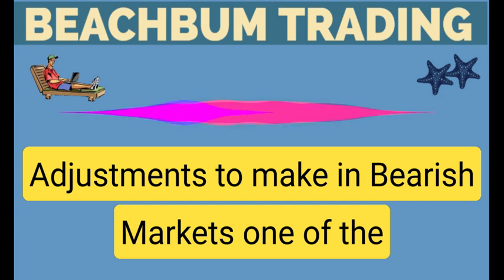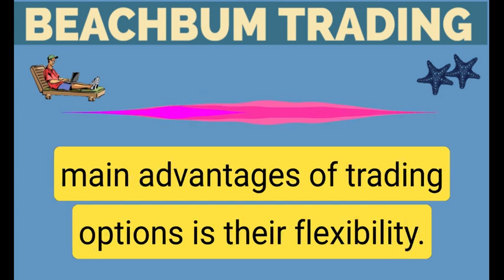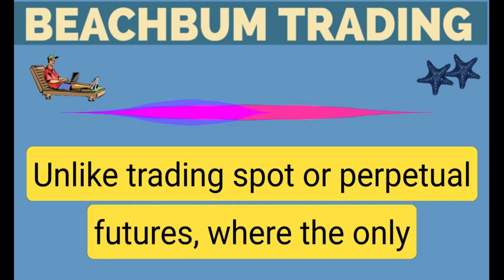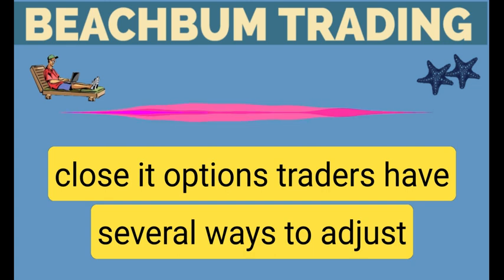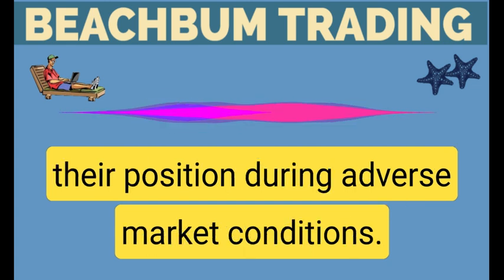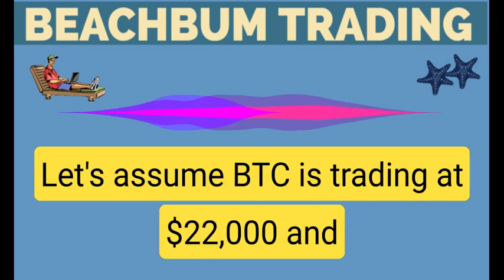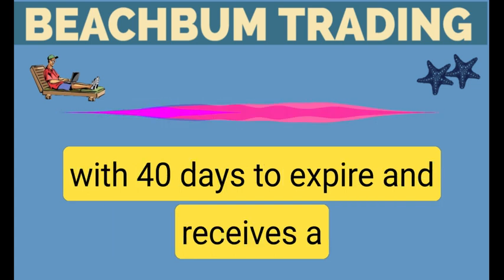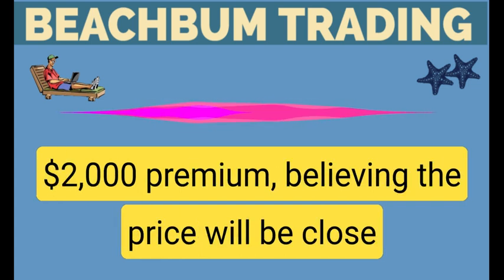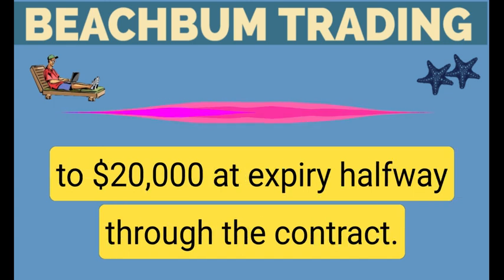Adjustments to make in bearish markets. One of the main advantages of trading options is their flexibility. Unlike trading spot or perpetual futures, where the only choice is whether to keep the position open or close it, options traders have several ways to adjust their position during adverse market conditions. Let's assume BTC is trading at $22,000 and an investor sells one BTC $20,000 put option with 40 days to expiry and receives a $2,000 premium, believing the price will be close to $20,000 at expiry.